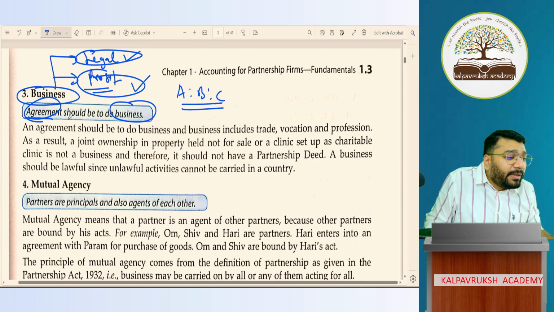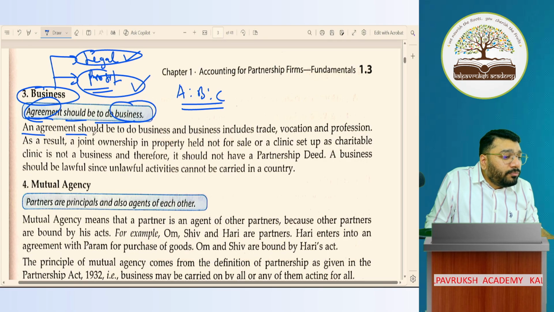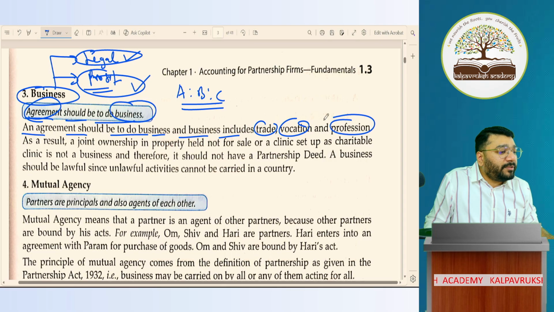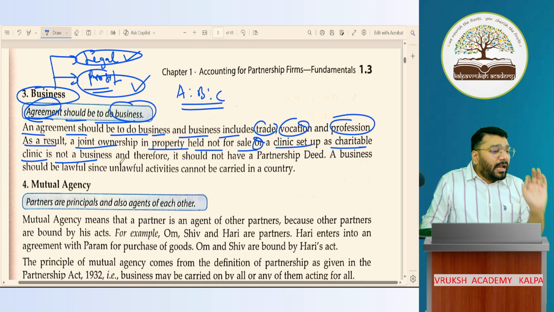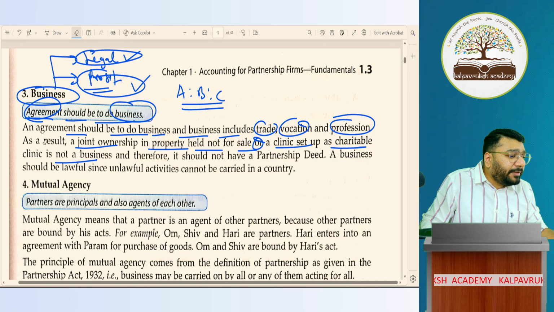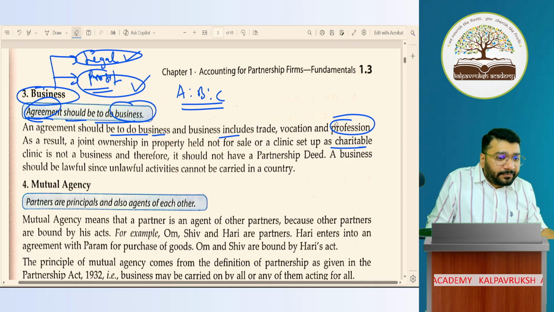So here, the agreement should be to do business. An agreement should be to do business, and business includes trade, vocation, and profession. As a result, a joint ownership in the property held not for sale or a clinic set up as a charitable clinic is not a business. Now, listen to me very carefully. This is a new point that is added in the current year.